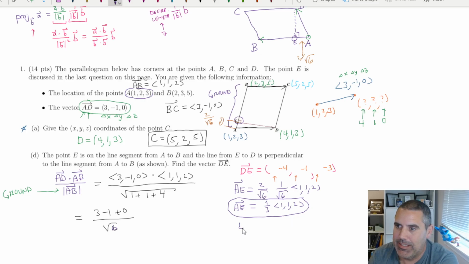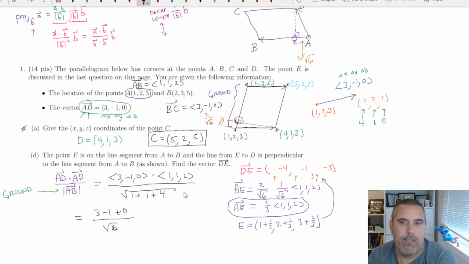So that means that E has to be, what would it be? It started at 1, it has to go up 1/3. Let's just write it this way, 1 plus 1/3. This has to be 2 plus 1/3. This has to be 3 plus 2/3. So that's one way to answer the question, is now that we have the point E, we could plug it in here, subtract, and we'd have DE. Another way to do the question is, if you have 2 points in general or 2 vectors, you can subtract to get the vector that goes between them.